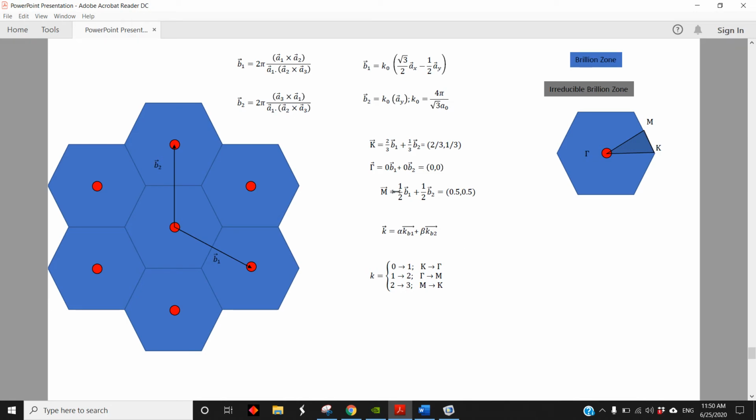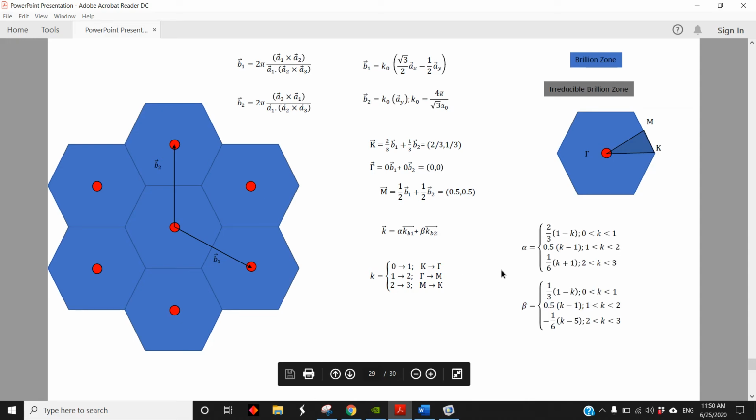So now, instead of changing the parameters alpha and beta, sorry, this one should be B1 and this one should be B2. So now, instead of changing alpha and beta, I can change k, so I have to write alpha and beta as a function of k according to this relation.